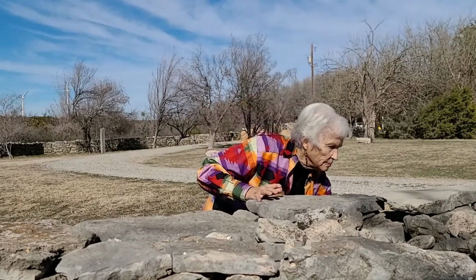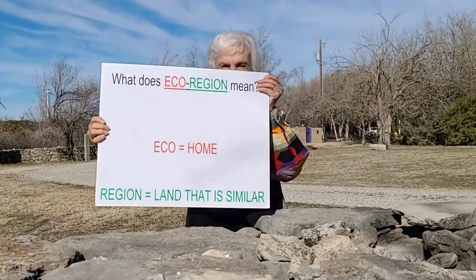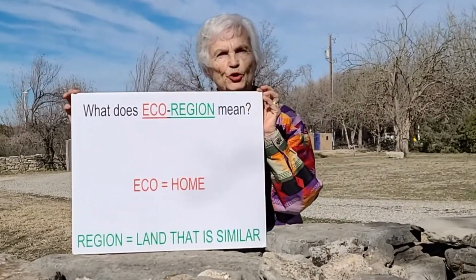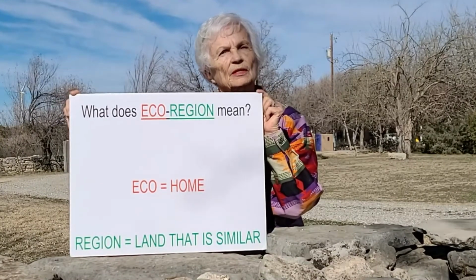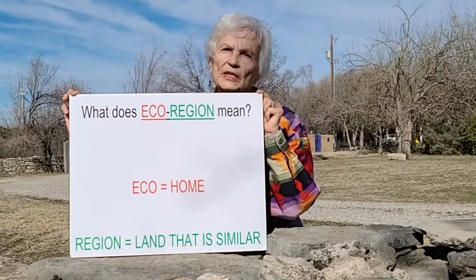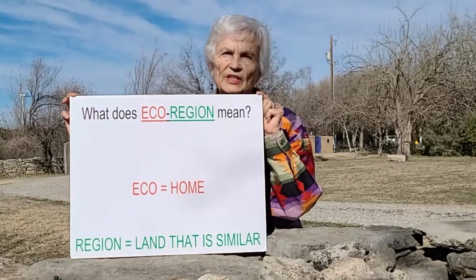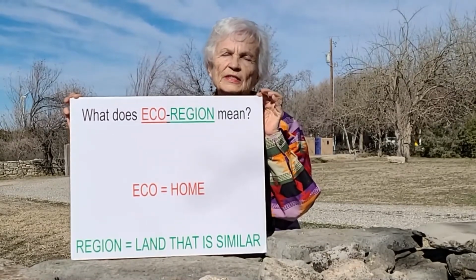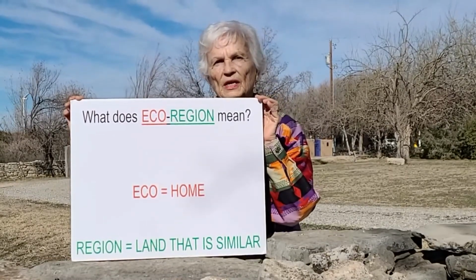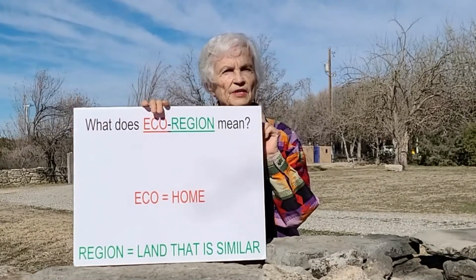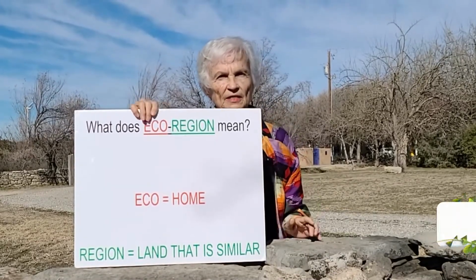But what's this whole region called? We're going to be looking at your ecoregion. Take a look at this word. Eco is a Greek word. It means home. And region is an area of land or water that is similar. It may have the same plants, animals, soils, climate. Now, there are 11 different ecoregions in Texas.